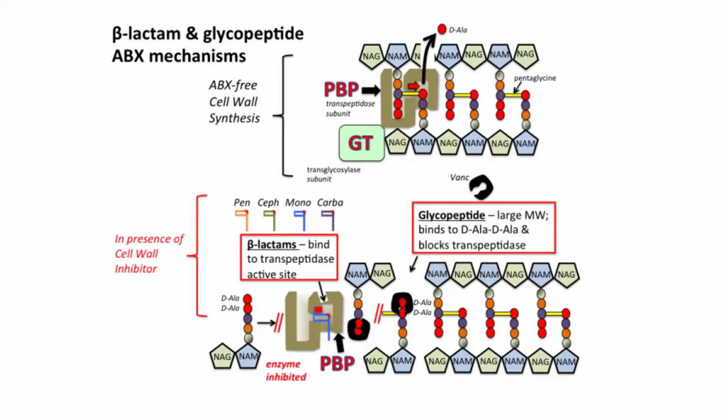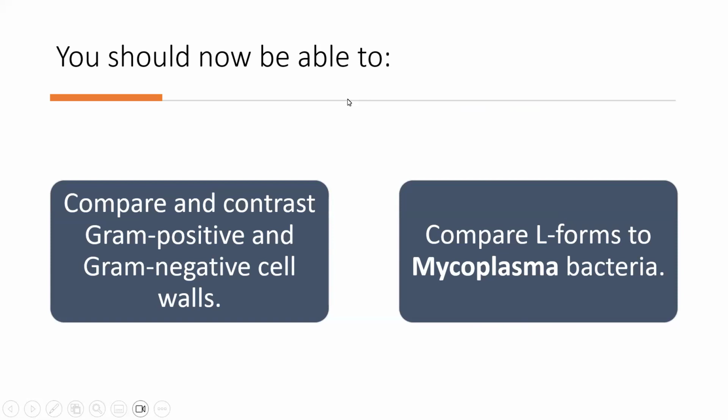They have different mechanisms of action, and I'm not super worried about you memorizing the types of mechanisms of action, although it might be useful to think about what's going on, because sometimes that can come up in the pharmacology class that the nursing students take. And with that, you should now be able to compare and contrast gram-positive and gram-negative cell walls and compare L forms to mycoplasma. I hope you enjoyed the lecture, and I will talk to you soon.